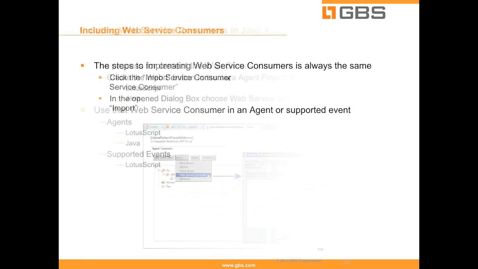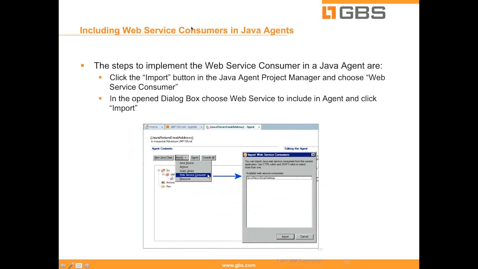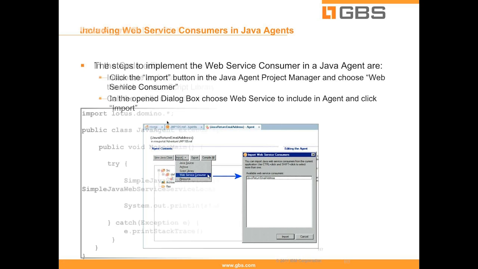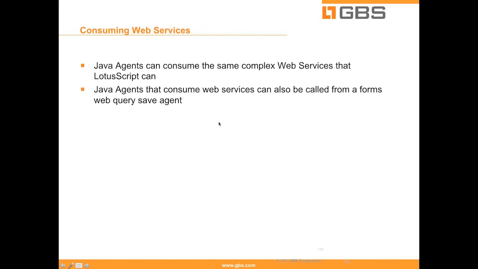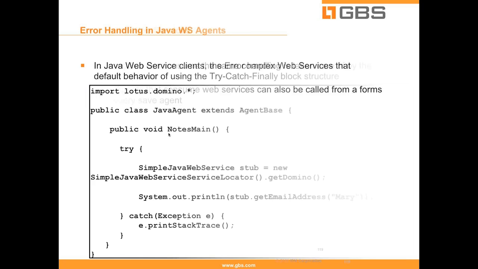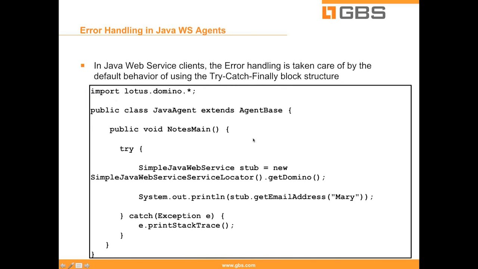Okay? So you can then create web service consumers in Java agents and then simply get in and call the methods of those. So inside the service locator class is actually the syntax for that. So going in and taking a look, you can pull that in. Java agents can consume the same complex web services that any Lotusphere can. They can consume web services from forms or, for example, a web query save agent. Okay?